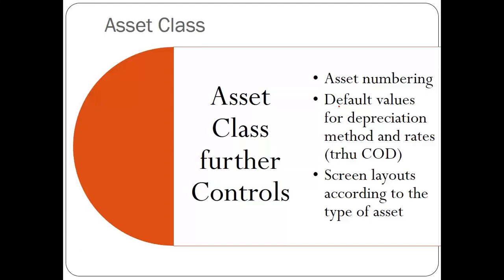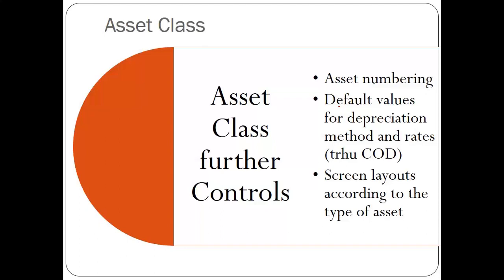But if we mention them in the asset class, they will be automatically assigned to the individual assets which are linked to that particular asset class. And we know from the accounting point of view that similar assets are depreciated similarly, on the same rates and the same methods. This is the accounting requirement. So therefore it serves the purpose.